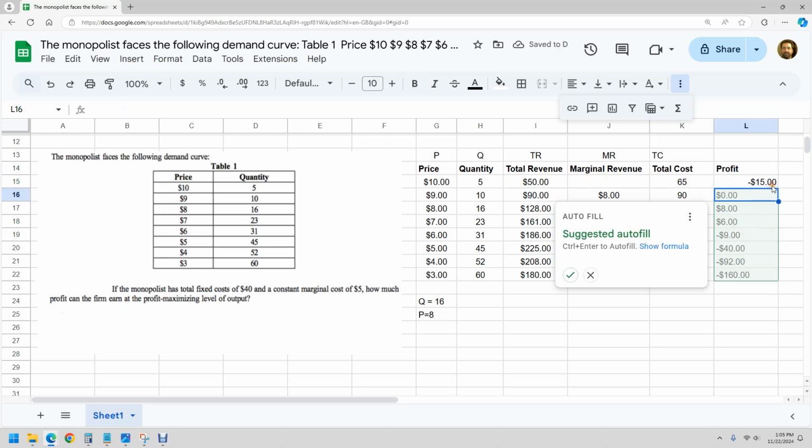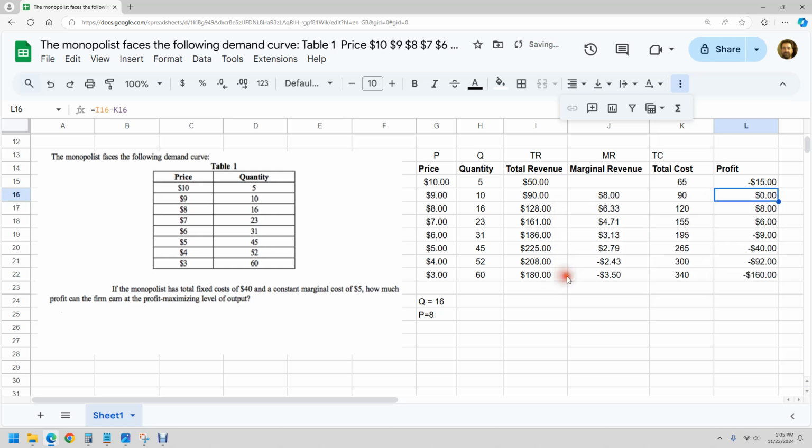So for producing there, we lose 15. And then it copied that all the way down. If I produce 31 units, I'm actually losing $9. If I keep producing to the revenue maximizing point, then I'm losing money too, because my costs are going up. That's what's going on here.